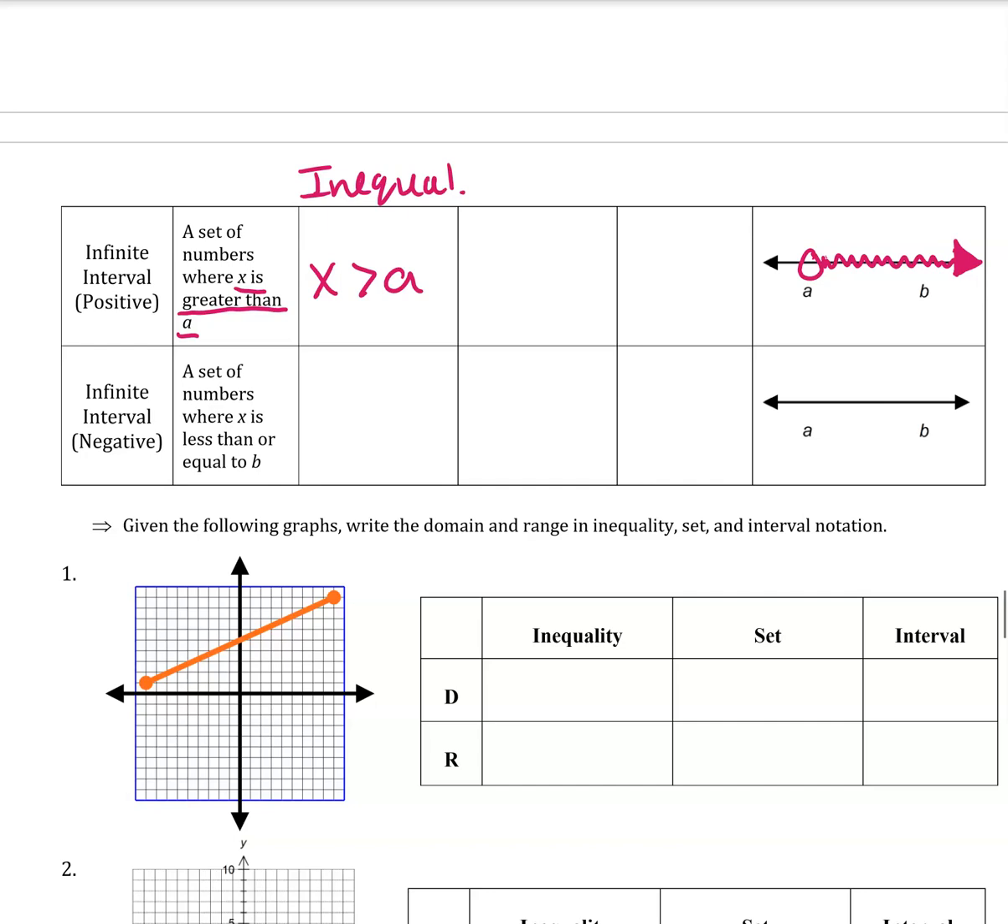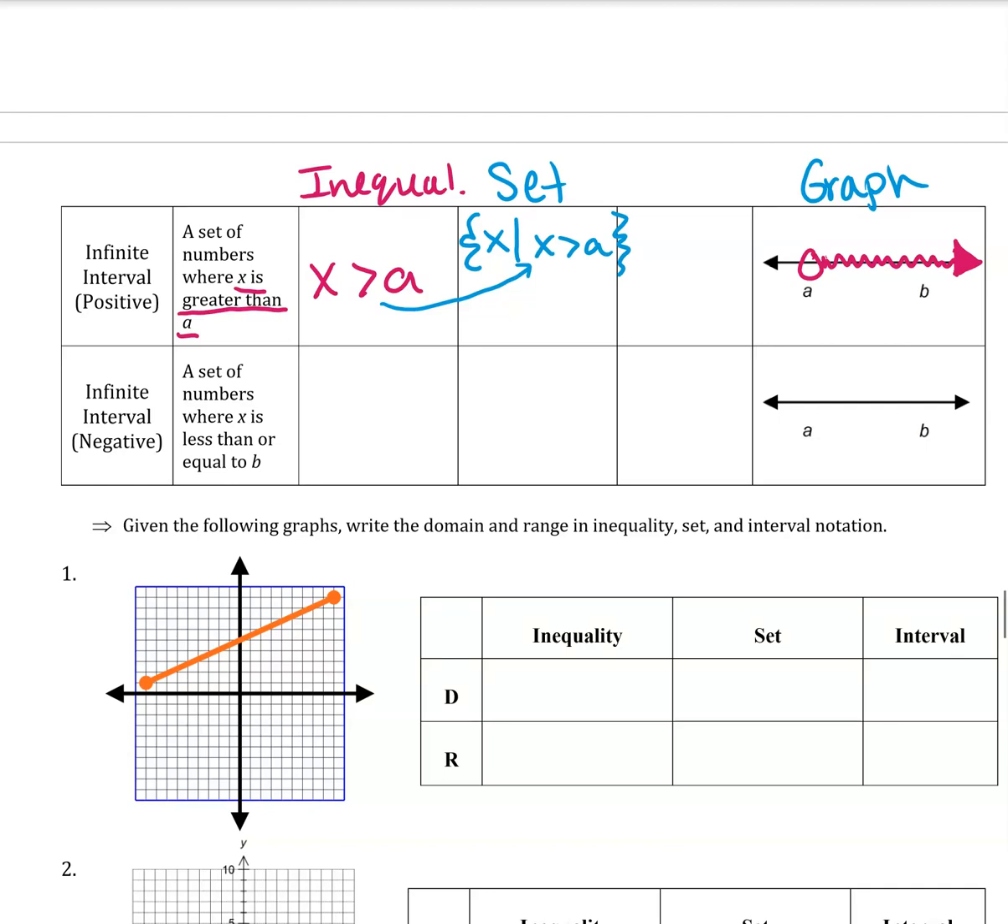Let's do our set next. So this is the graph, now the set. So same thing, right? Start with your curly brackets, the set of x such that the inequality x is greater than a. All the numbers where x is greater than a.